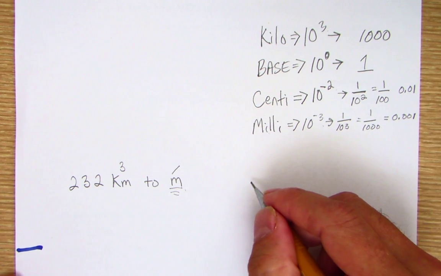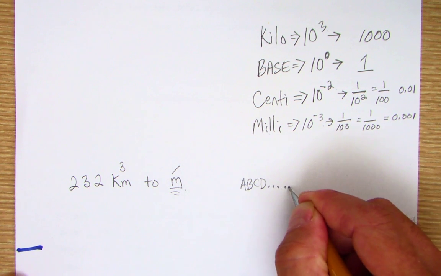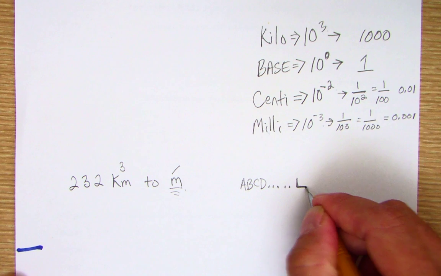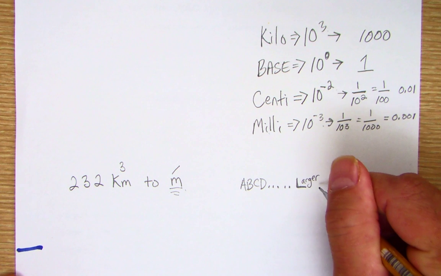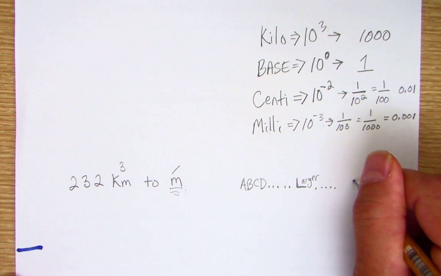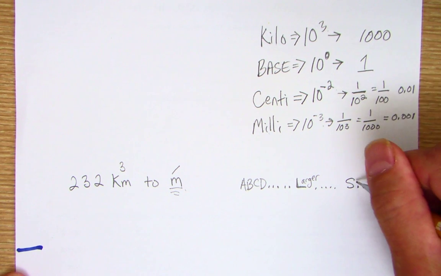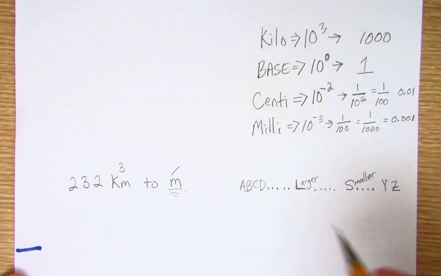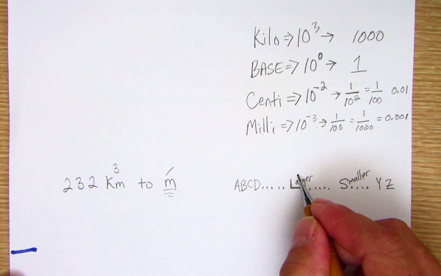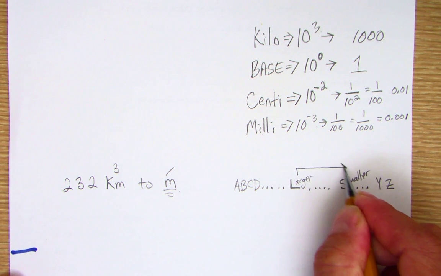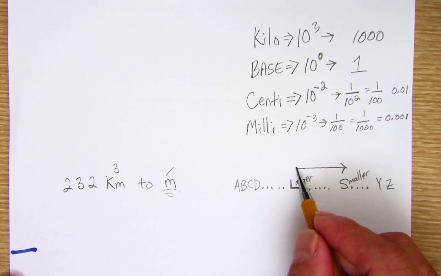Now, I'm going to teach you a little trick. We all know the lovely alphabet. A, B, C, D. I'm going to carry on here and skip a bunch of letters, and I'm going to go to L. Now, what does L stand for? L stands for larger. Okay? And I'm going to keep going in the alphabet until I get to S. Now, what does S stand for? S stands for smaller. Why am I doing this, you ask? Well, it's quite simple. If you are moving from a larger to a smaller unit in the alphabet, L is to the left of S. So if I'm going from larger to smaller, I'm going to move right.